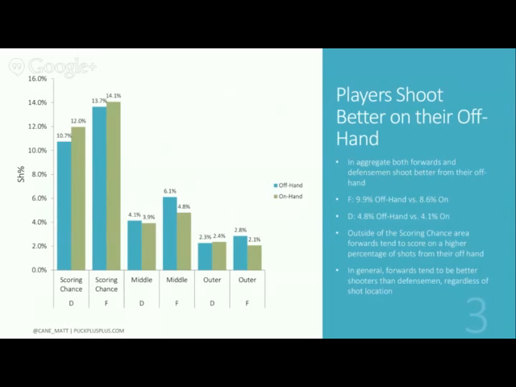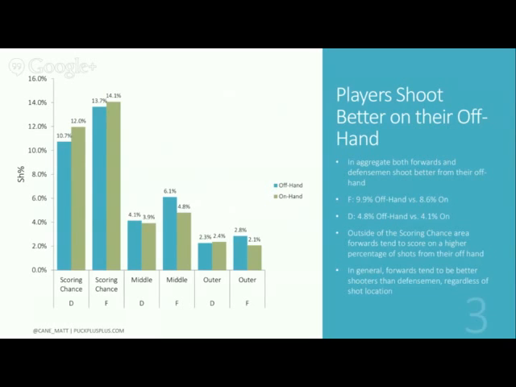So the first thing that we can see looking at this data is that players tend to shoot better from their offhand. Their shooting percentage is higher when they're taking shots from their offhand. For forwards, they shoot about 9.9% from their offhand versus 8.6% from their onhand. And similarly for defensemen, we see that they're at about 4.8% from their offhand versus 4.1% from their onhand.